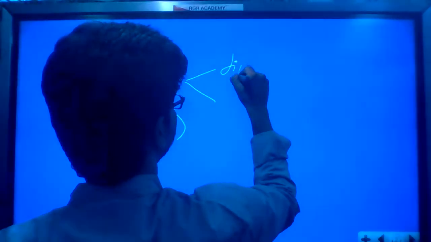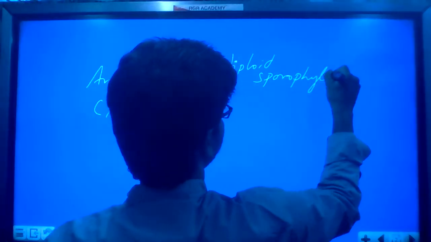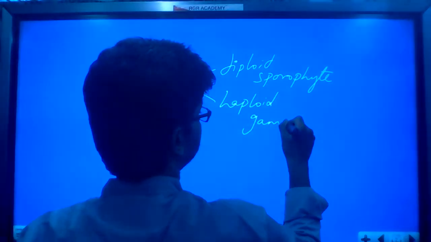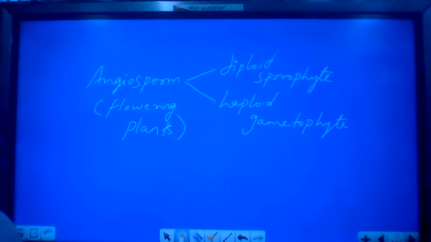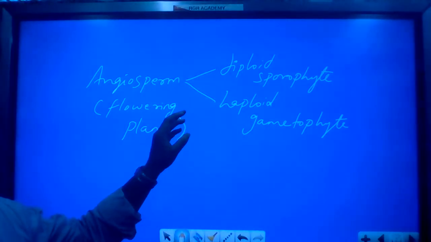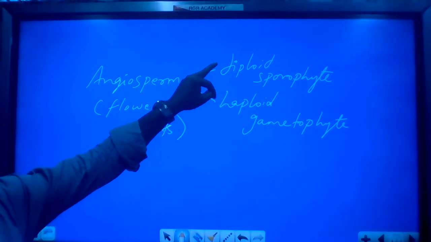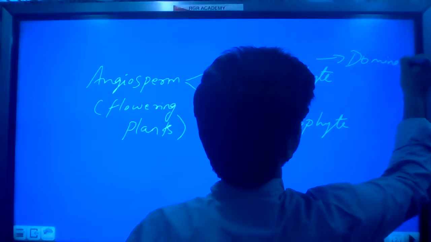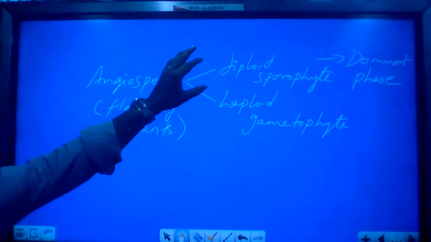These angiosperms consist of the diploid sporophyte and the haploid gametophyte, two stages that depend on each other. In the diploid sporophyte you could see the root, stems, and leaves, and this is the dominant phase that we can call it. So this is the dominant phase.